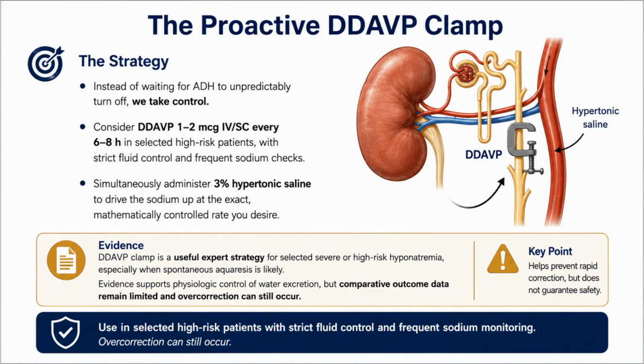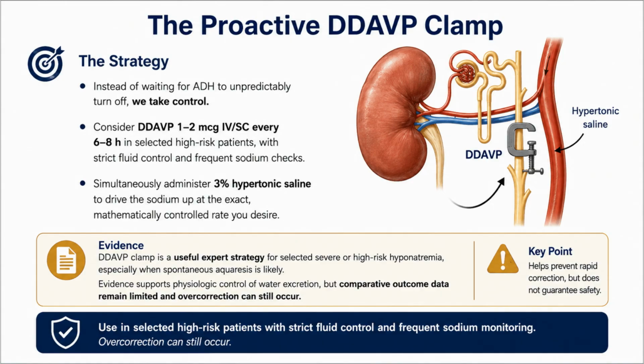Severe chronic hyponatremia, sodium near 105, alcoholism, malnutrition, hypokalemia, low solute state, hypovolemia after reversal, or emerging high urine output. The limitation is evidence. The clamp is a useful expert strategy supported by physiology and observational experience, but comparative outcome data remain limited. It also does not guarantee safety. Overcorrection can still occur if fluid inputs, urine output, or sodium monitoring are not controlled.